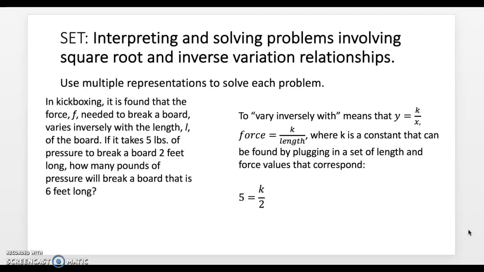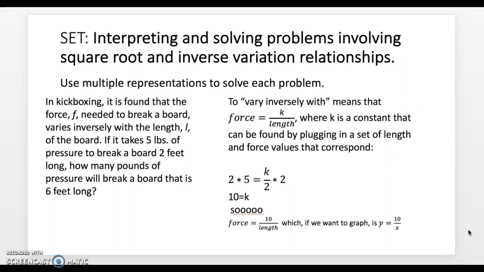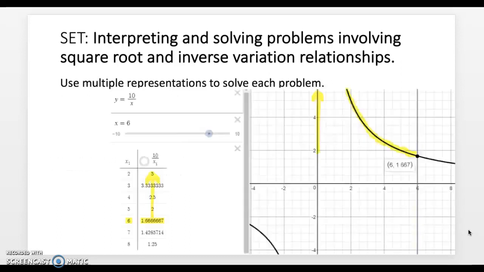We're going to plug in a set of length and force values that correspond. They give us 5 pounds of pressure and 2 feet long. So we're going to put in 5 for force and 2 for length. And we are going to solve for k by multiplying both sides by 2 and get 10 equals k. So therefore, force equals 10 over length. And so if we want to graph that, it's y equals 10 over x.